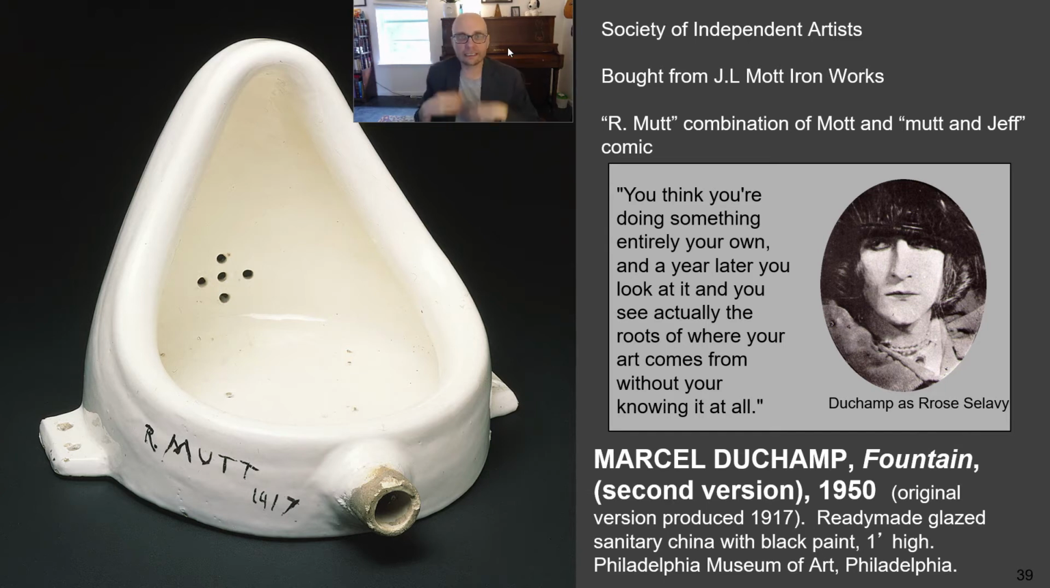And he goes and gets a catalog for the J.L. Mott Ironworks Supply Company. He opens up the catalog at random. Oh, good old Dada randomness. Closes his eyes, takes his finger. It lands on an item in the catalog, and it's a urinal, and he orders it. It arrives in the mail. He unpacks it, flips it upside down, because why not? Signs it with a fake name, because why not?